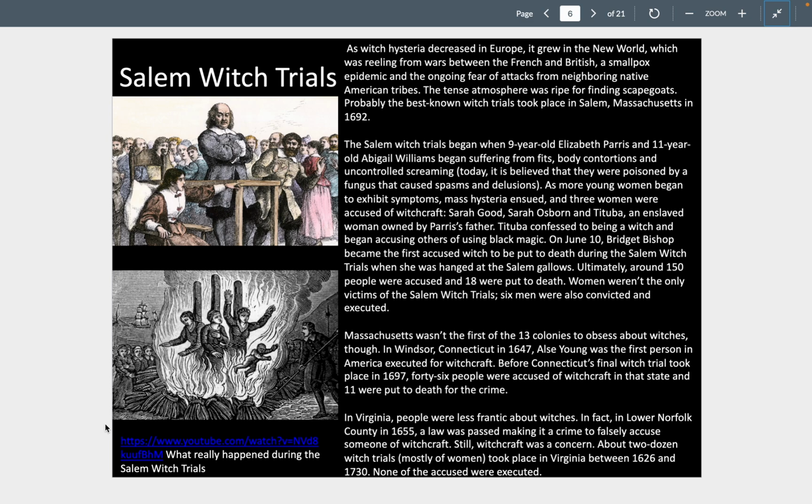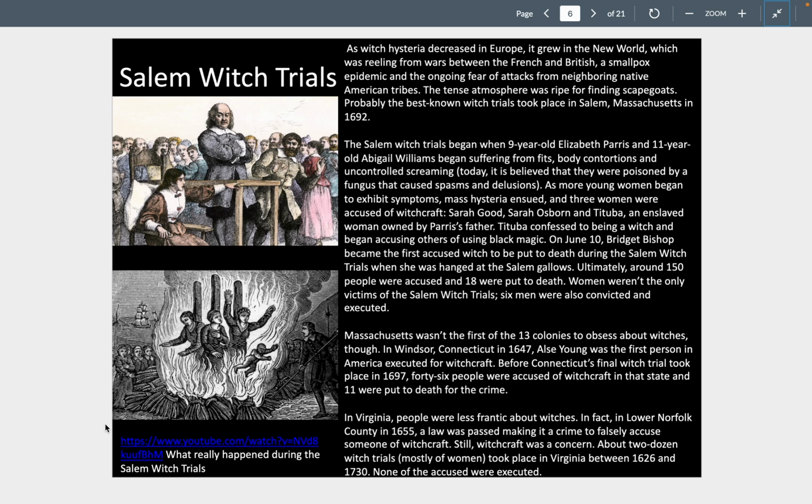fits, body contortions, and uncontrolled screaming. Today it's believed that perhaps they were poisoned by a fungus. As more young women began to exhibit symptoms, mass hysteria ensued, and 3 women were accused of witchcraft: Sarah Good, Sarah Osborne, and Tituba, an enslaved woman who is owned by Parris's father. And again, how easy would it be to accuse a slave of something since they have no recourse in law? That seems like a pretty soft target. So Tituba confessed to being a witch and began accusing others of using black magic.